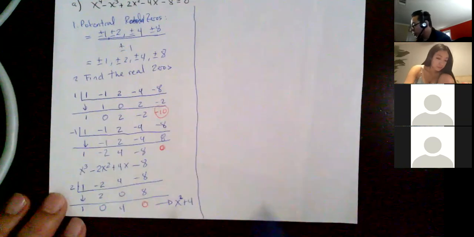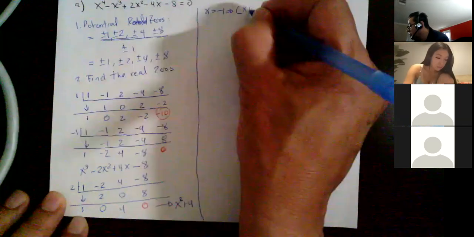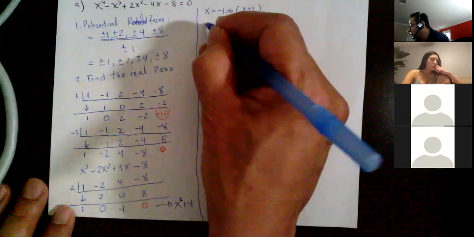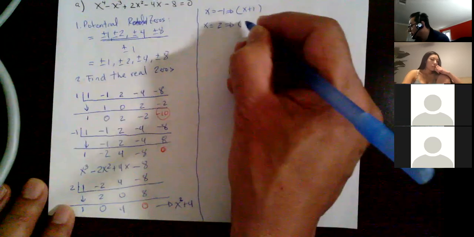All right? Now, let me put it together, you guys. This is what we have so far. x equals negative 1. If I write it as a factor, that would be x plus 1, right? And now I have x equals 2. If I write it as a factor, that would be x minus 2. Is that clear?